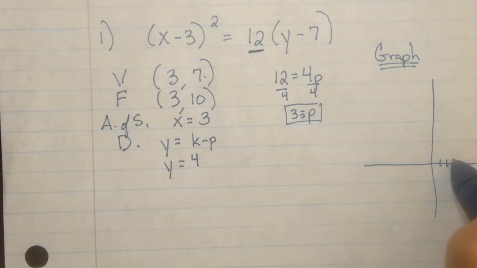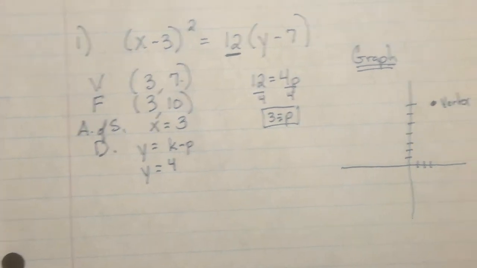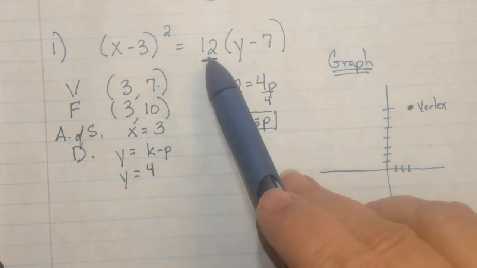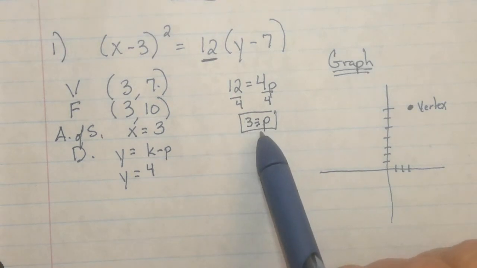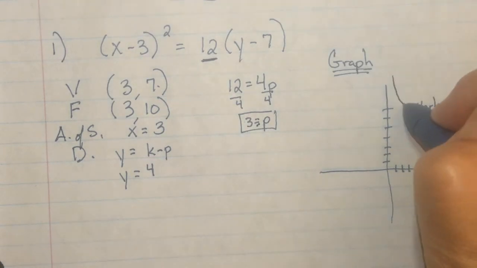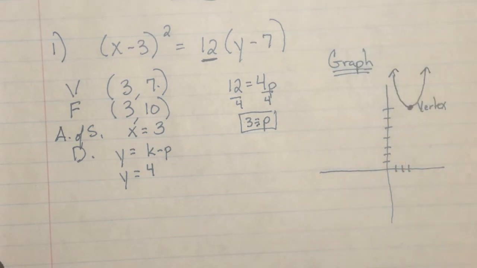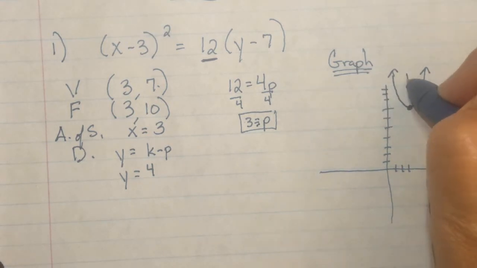I'm going to go to 3, 7. That's my vertex right there. Is this parabola going to open up or down? My p's positive, right? So it's going to open up, like so. My focus is at 3, 10. So there's my focus right there.